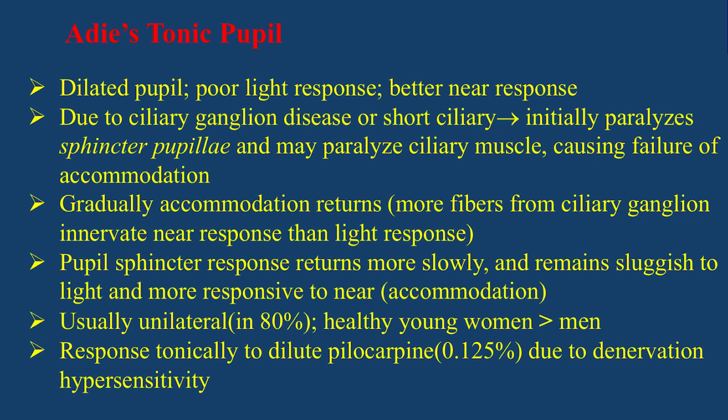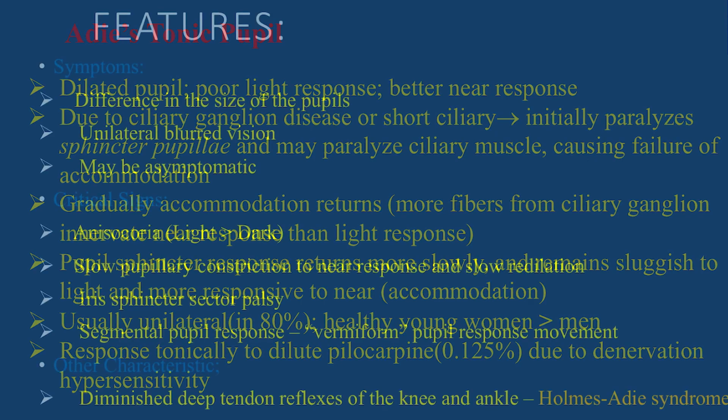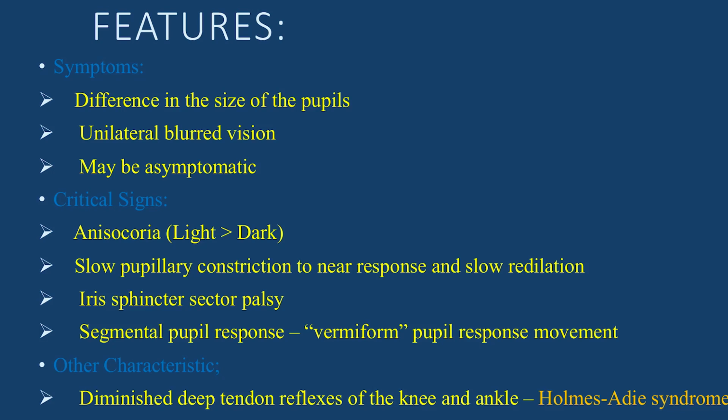in 80%. Healthy young women more than men, and responds tonically to dilute pilocarpine 0.1 to 0.5% due to denervation hypersensitivity. The symptoms are differences in the size of the pupil, unilateral blurred vision, and may be asymptomatic. Critical signs: anisocoria, more in the light, slow pupillary constriction due to near response and slow redilation, iris sphincter sector palsy, segmental pupil response, vermiform pupil movement.